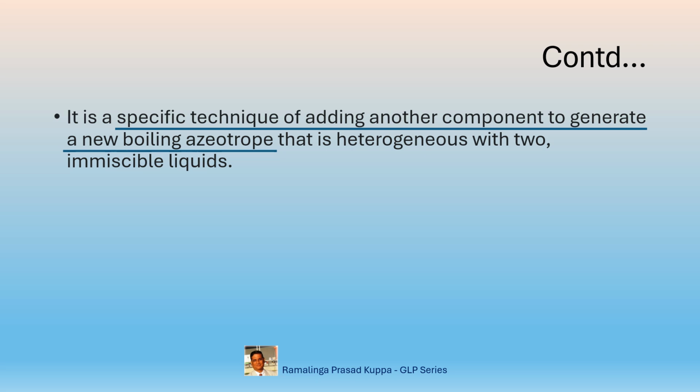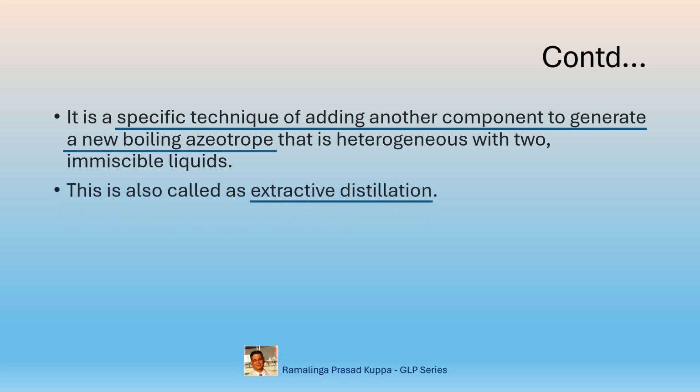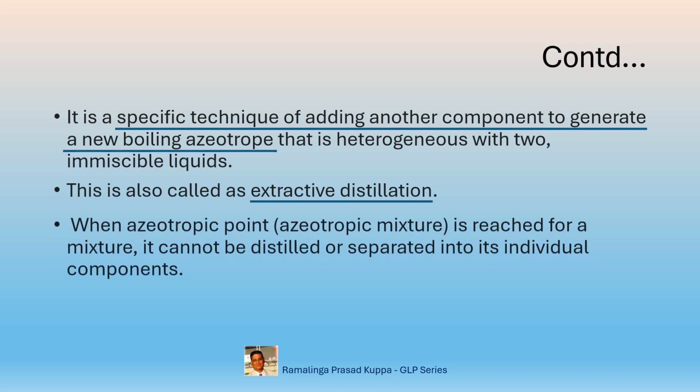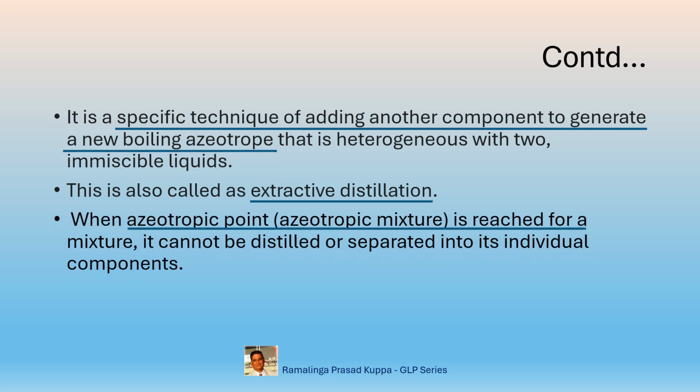The entrainer forms an azeotrope with one of the components of the mixture, allowing it to be separated through azeotropic distillation. This azeotrope will have different temperature than the original liquid. This is also called extractive distillation. The entrainer, in fact, extracts one of the constituents of the mixture. When an azeotropic mixture is reached for a mixture, it cannot be distilled out or separated into its individual components.